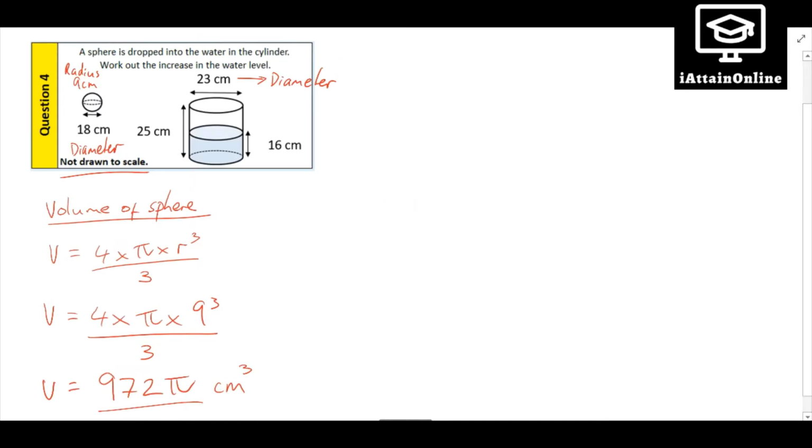Now, we are asked to find the increase in the water level. Let's do this bit in a different colour. The increase in the water level. So, when I put that sphere in, this isn't drawn accurately of course, that water level is going to rise. That gives me an extra little cylinder of water on top of the water that's already there. So this length here is just going to represent this bit on top of the 16. We don't know what that height is. That would be equal to the increase in the water level. So I'm just going to call this h for height.